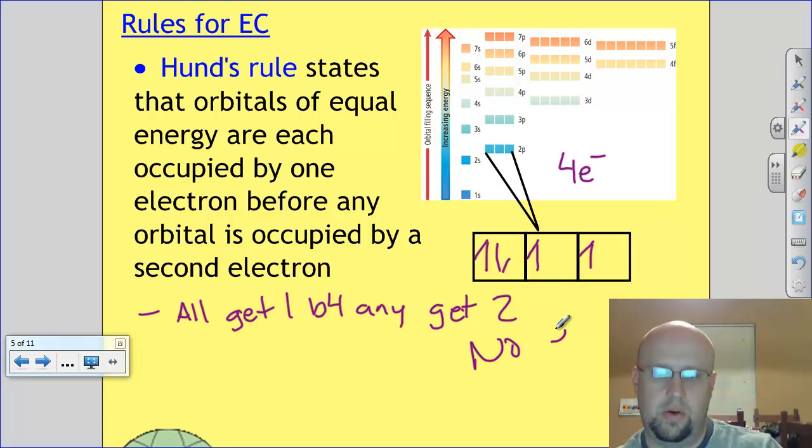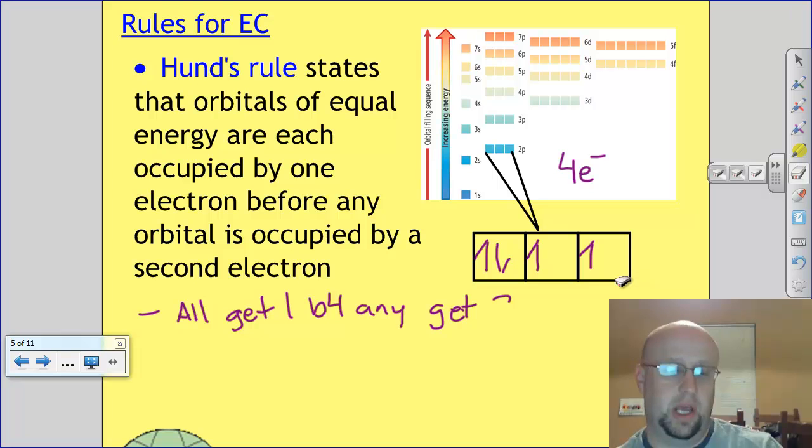So no empty boxes, if you can avoid it. Now, if you don't have enough electrons overall, then you're going to have some empty boxes. But if you can avoid having empty boxes, that's what you want to do.